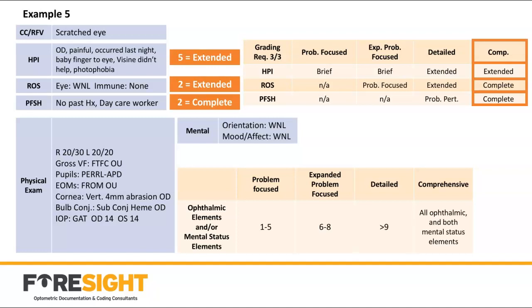The physical exam, we went down and we did acuities, gross visual fields, pupils, EOMs. We did a corneal exam and bulbar conj. We did 2 slit lamp elements. We did IOPs and then the psychiatrics. That's going to give us 9. So we have a detailed physical exam.